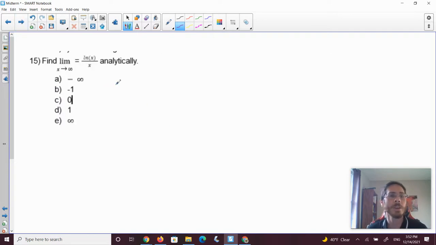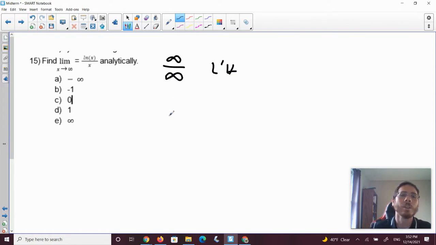For 15, find the limit as x approaches infinity of ln of x over x analytically. This is just a really fun one to do with L'Hopital, because when we plug in infinity, we do get infinity over infinity. So it's nice that we don't get a 0 over 0. It's good we get something a little bit different. So we are going to L'Hopital this one.